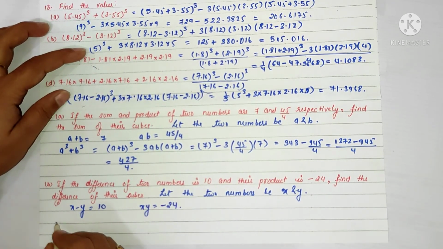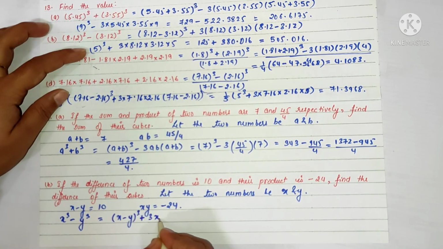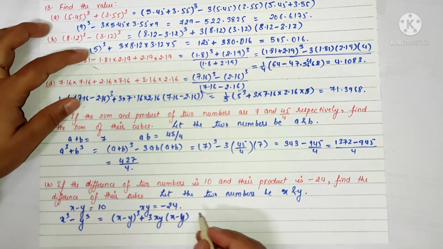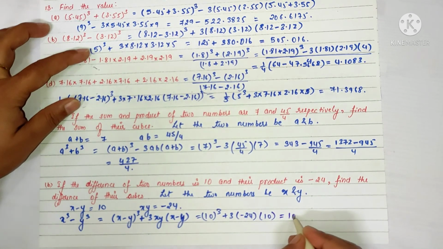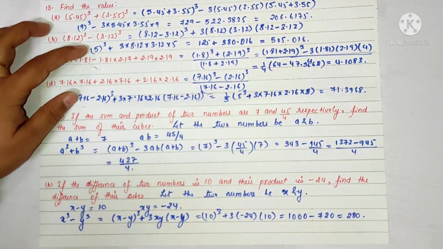So now we need to find the difference of the cubes, that is x cube minus y cube, that is x minus y whole cube plus 3xy into x minus y. So now substituting in the formula, we will get 10 cube plus 3 into minus 24 into 10. So we will get this as 1000 minus 720. On solving this, we will get the value as 280. Hence this is the solution.